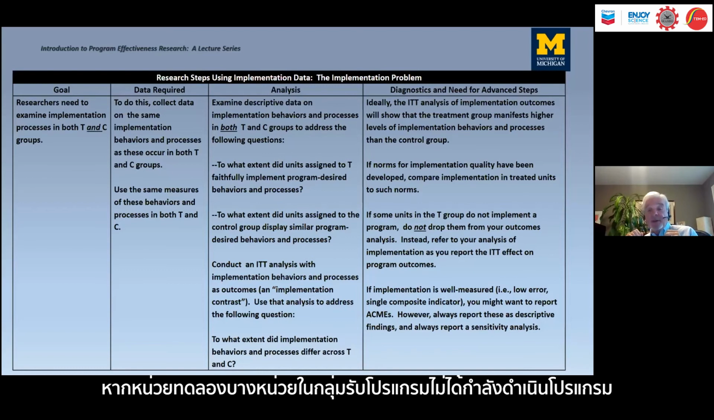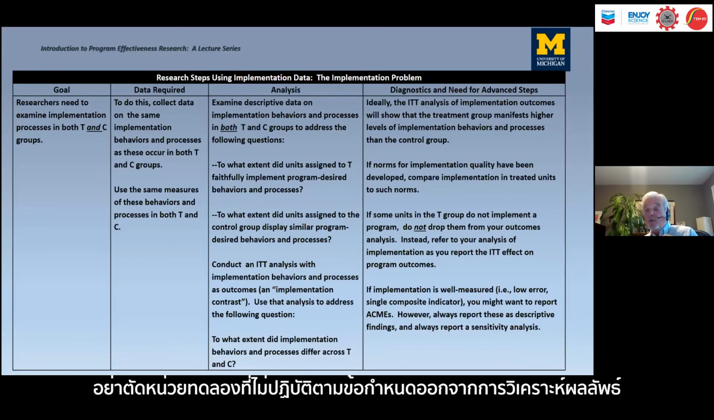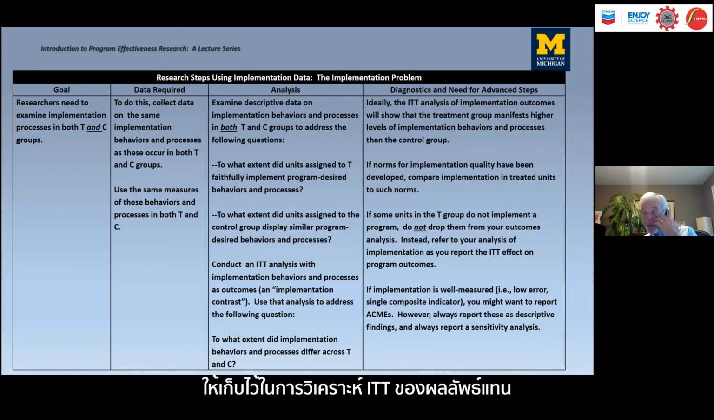If some units in the treatment group aren't implementing a program, then don't drop them from the outcomes analysis. Keep them in the ITT analysis of outcomes. And if you get a low effect, interpret that effect in light of reduced implementation.